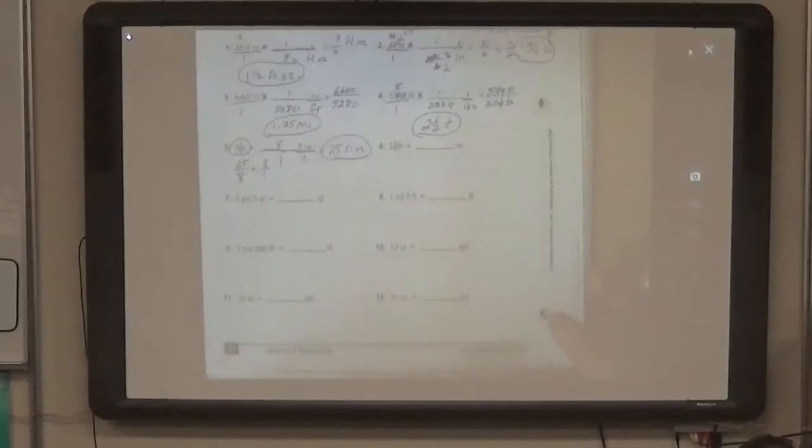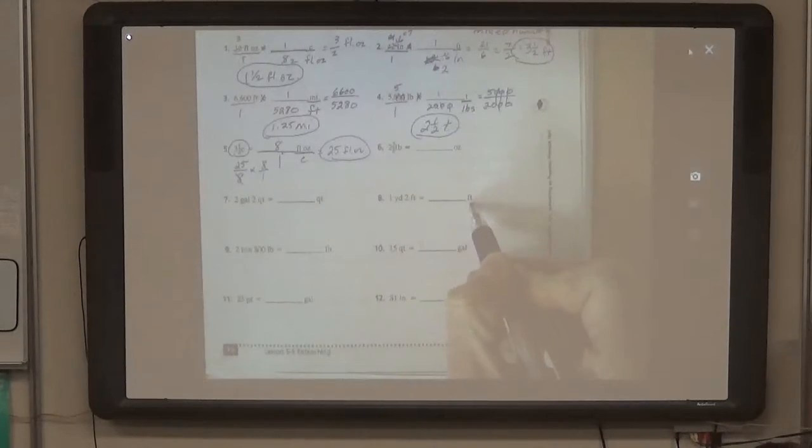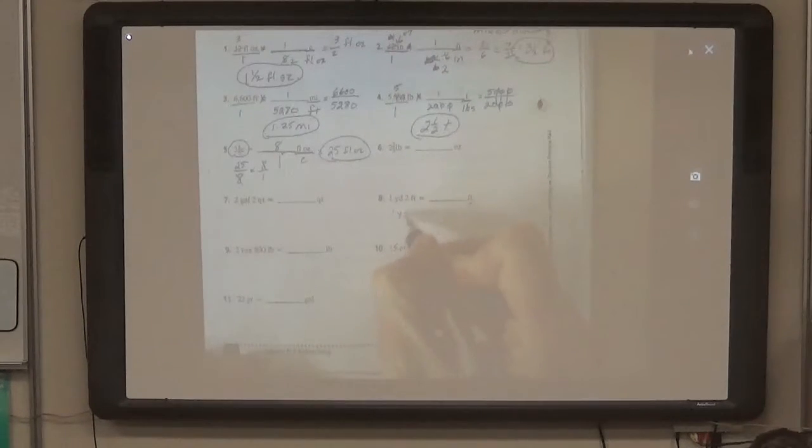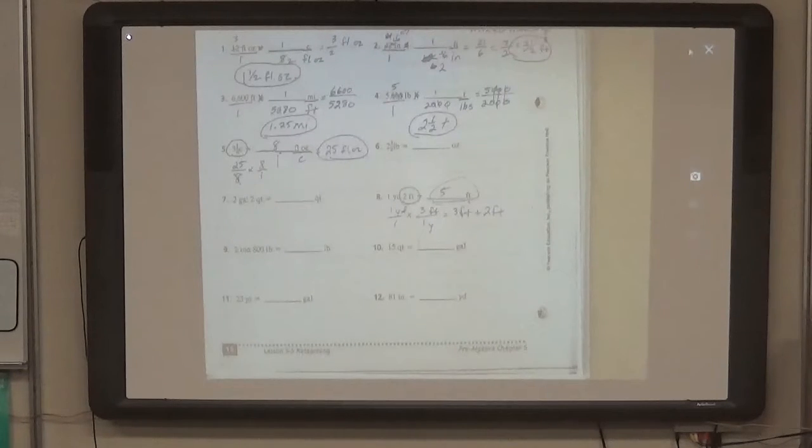Skip down to the bottom. What would we do with 1 yard and 2 feet to convert it to just feet? You can add it. Oh, you'd add the feet at the end. 3 feet. Yep. So 1 yard times 3 feet equals, 1 yard equals 3 feet, plus the 2 feet we already have, equals 5 feet. Right?